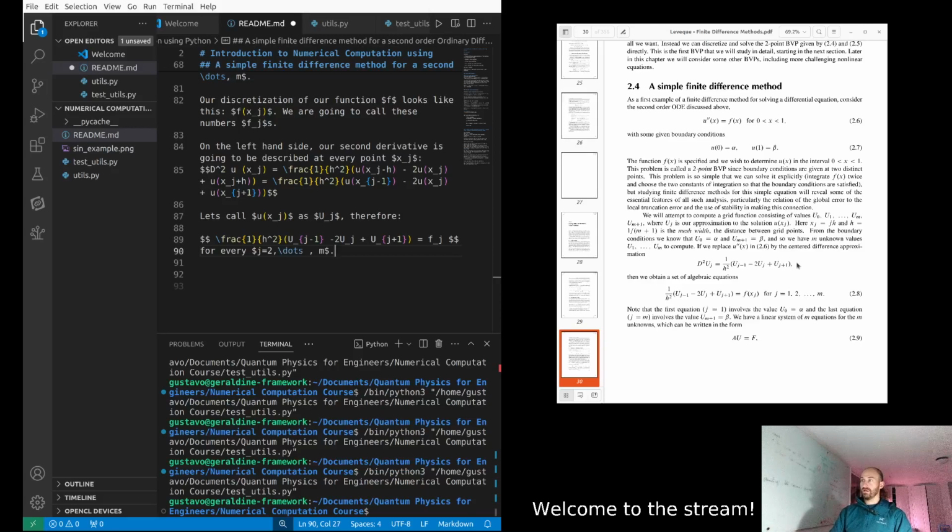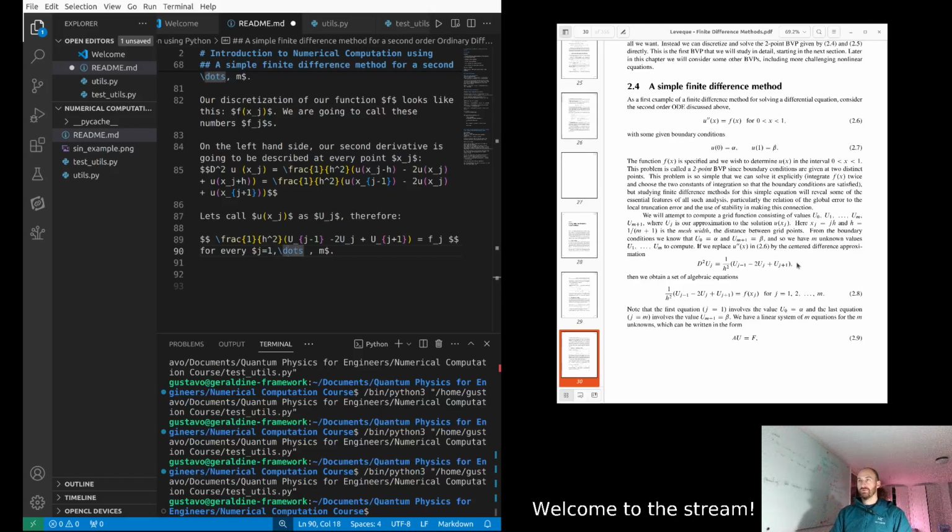And why 2, sorry, for j equal 1, okay, so j equal 1 all the way to n.